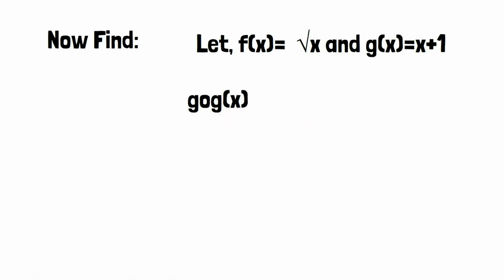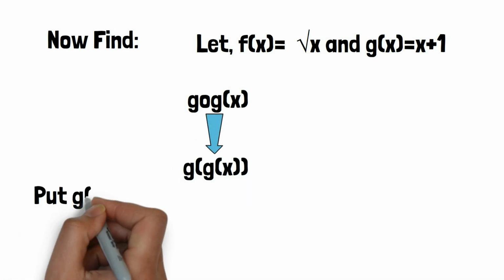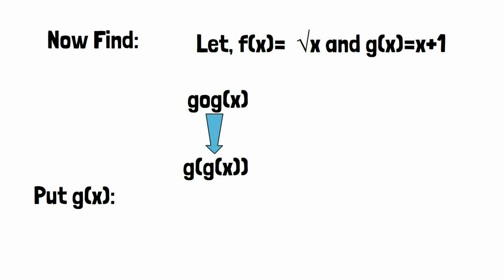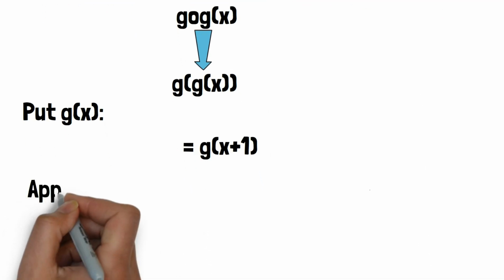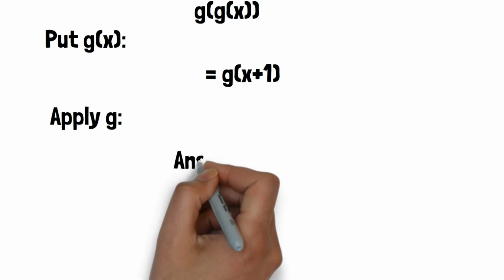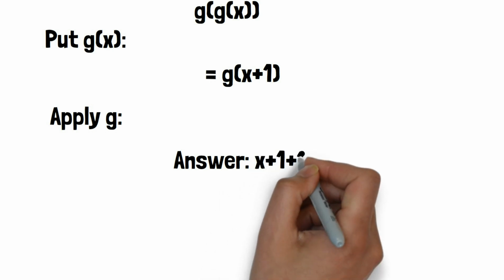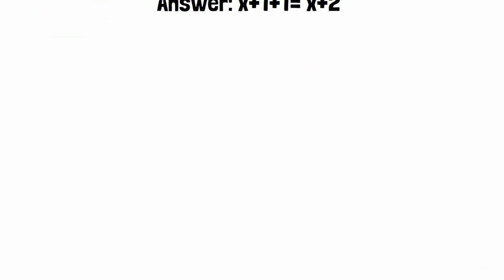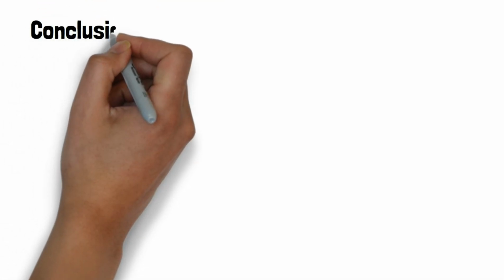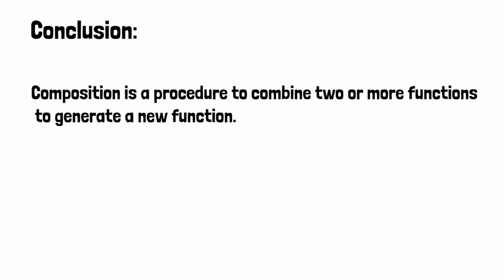Now we find g of g of x. First we apply the function g of x, which is actually x plus 1, and again we have to apply g of x, so it becomes x plus 1 plus 1, which is equal to x plus 2. Now let's move to the conclusion. Composition is nothing but a procedure to combine two or more functions to generate a new function.